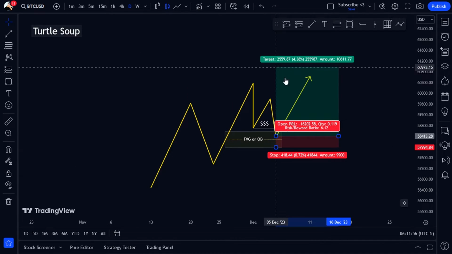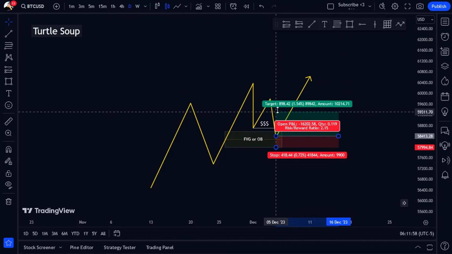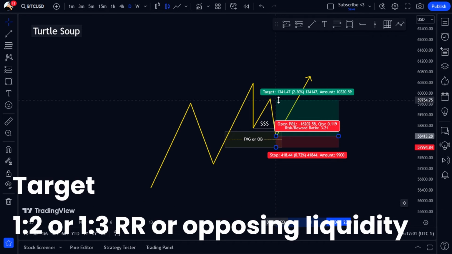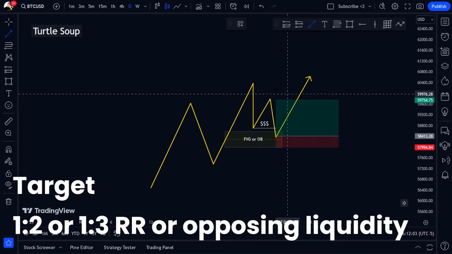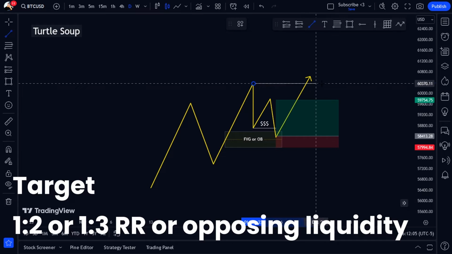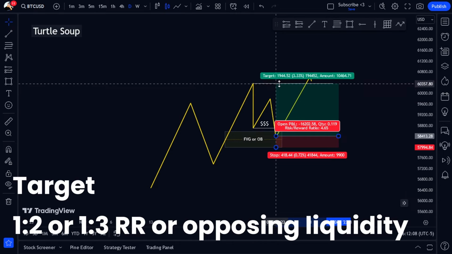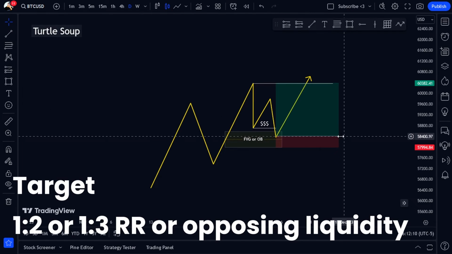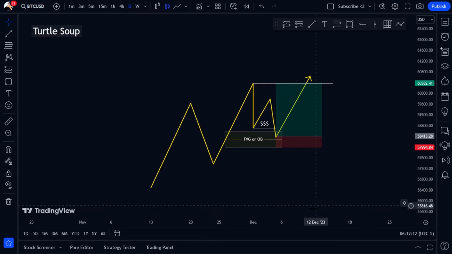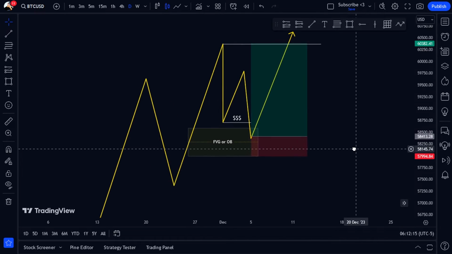Turtle Soup usually has a wider stop loss. For take profit, you can target a 1 to 2 risk to reward ratio, or sometimes you can even get a 1 to 3 risk to reward, or you can also target the opposing liquidity. As simple as that, you don't need complicated rules to be profitable.